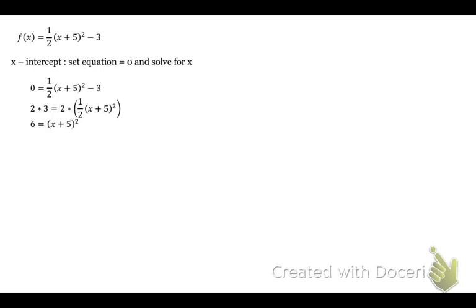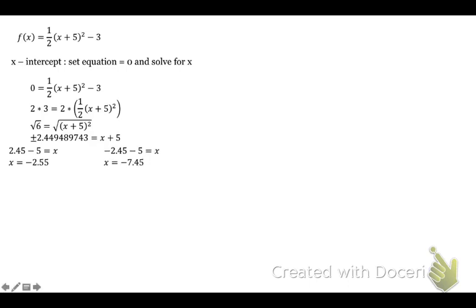To get rid of a square, you square root it. So you get the square root of 6, which is plus or minus 2.449, equals x plus 5. So we have 2.45 minus 5 equals x, and negative 2.45 minus 5 equals x. So x equals negative 2.55 and negative 7.45.